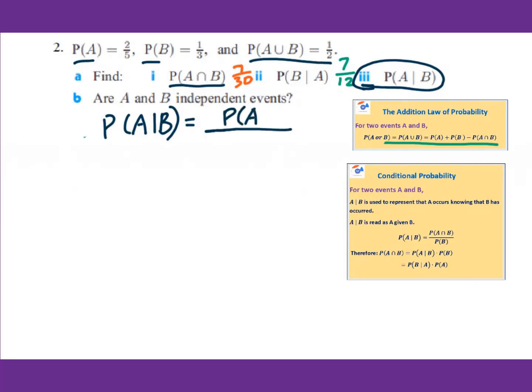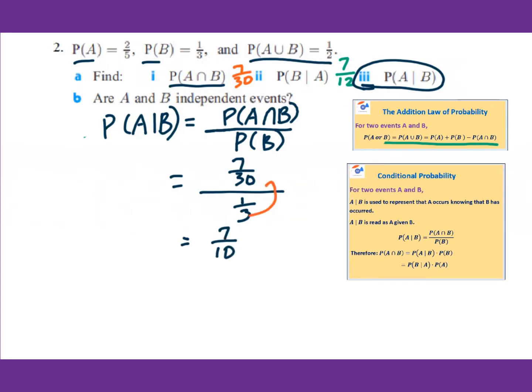Probability of A and B over probability of B. So you get the 7 over 30, over 1 over 3. You will get 7 over 10, because you take the top, this one goes to the denominator, then reduce. You will get 7 over 10.